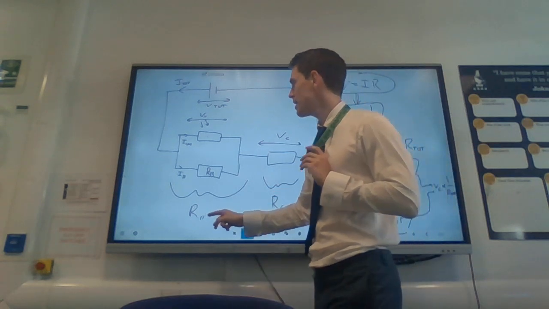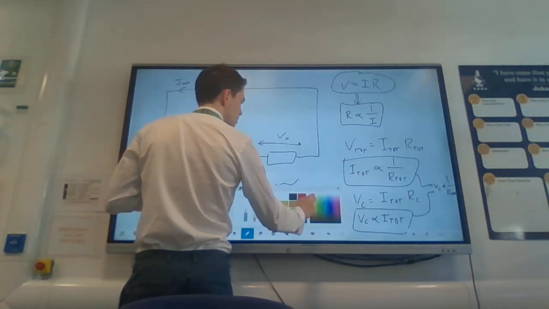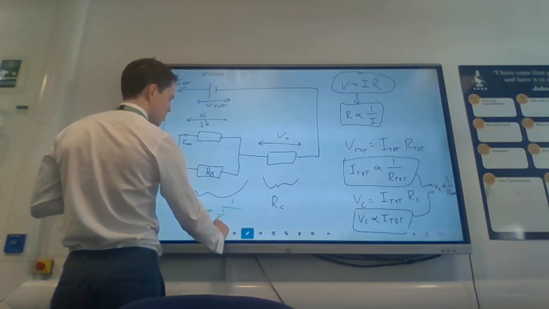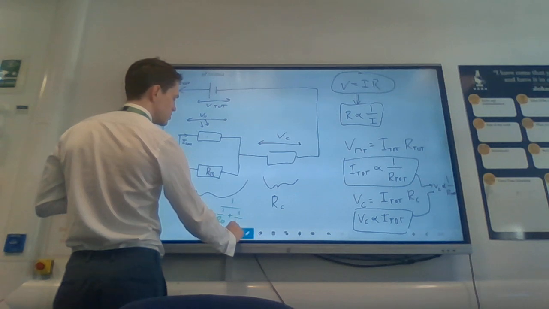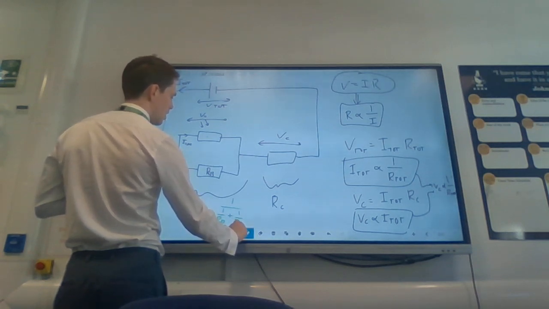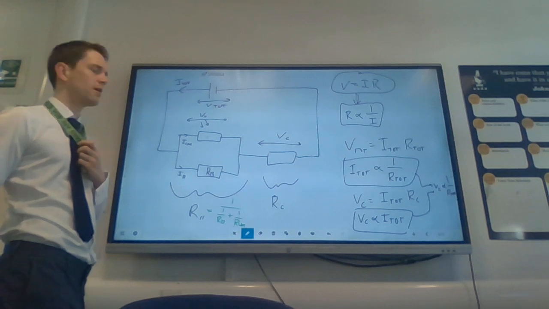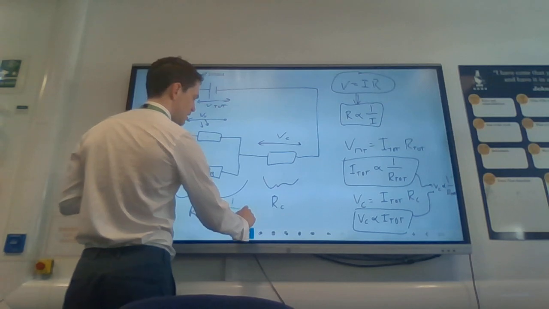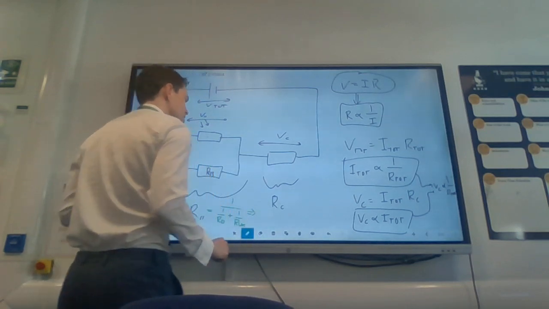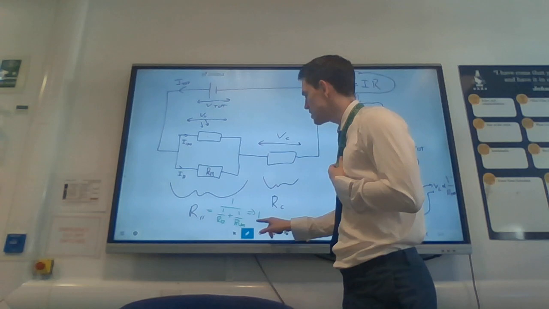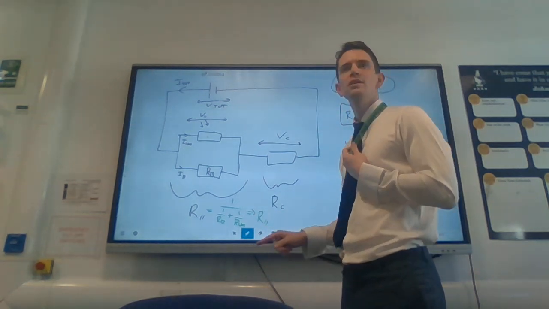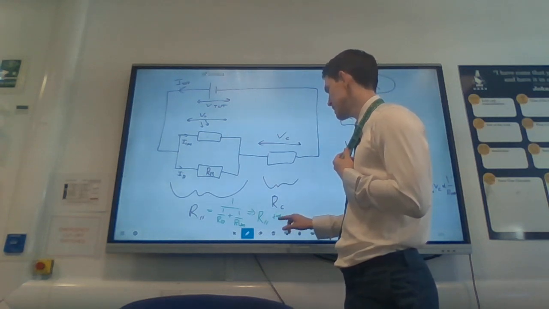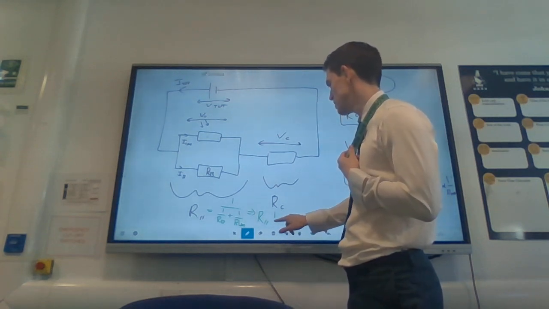R parallel, okay. What does R parallel equal? R parallel is equal to 1 over RB plus 1 over R LDR. RB is constant, therefore there is a sort of positive correlation. It's not a proportional relationship. I'm not quite sure how to do it, I'd say, yeah, positively.